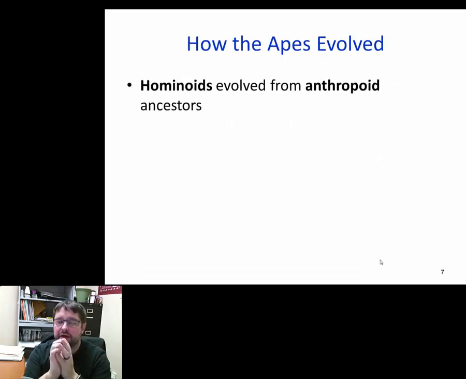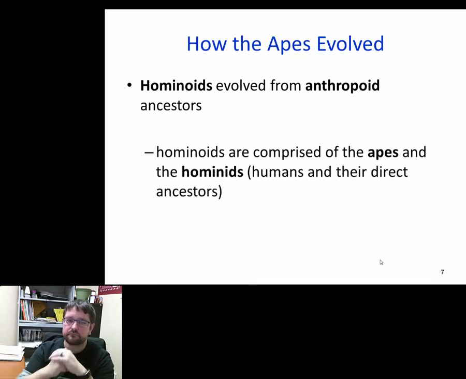The hominoids evolved from the anthropoids. So you have these prosimians. They broke off early, and then you have this anthropoid ancestry line that gave rise to the hominoids. Hominoids are comprised of apes and us and our direct ancestors. So we're actually considered hominids, and that includes humans and all their direct ancestors, which there's quite a few.